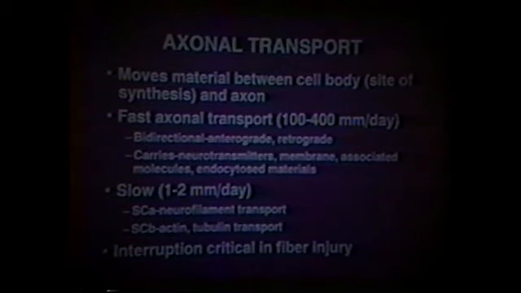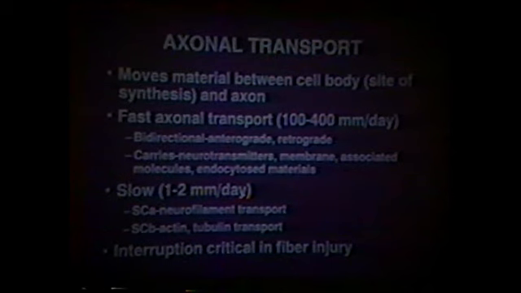And this has been extensively studied, and at this point there seem to be two components: the so-called fast transport, which is between 100 and 400 millimeters a day, which is bidirectional. That is, it can go from the cell body distally, or it can go from the distal end of the axon back to the cell body. And it does carry neurotransmitter polypeptides, membrane-associated molecules. So a lot of the membrane structural elements are carried by the fast axonal transport. And in addition, endocytosed materials taken up by the distal axon are carried back to, in a sense, inform the cell body of the environment of the axon terminal.